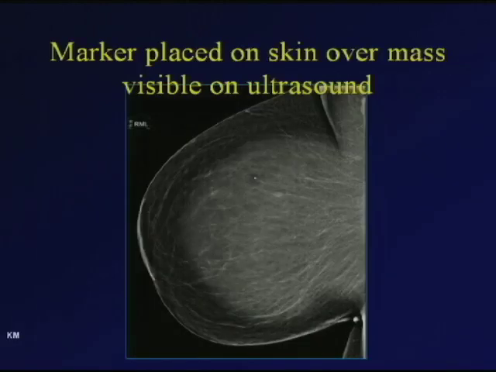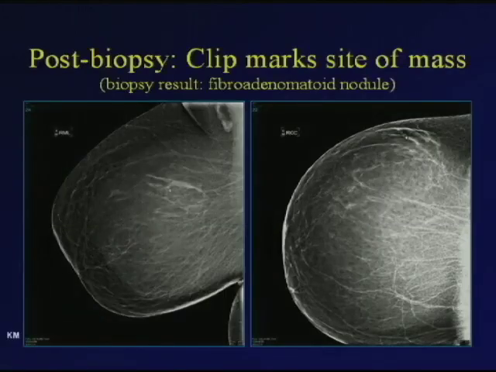So what we did was we placed a BB and redid the mammogram, and it's sort of close to the mass on the mammogram, probably close enough. So the lesion looks somewhat suspicious on ultrasound, so we did an ultrasound-guided core biopsy and then placed a clip. And of course we did our post-biopsy mammogram, and it shows that the clip is indeed in the same location as the mass was. And what we got out of that, by the way, was a fibroadenomatoid nodule, a benign lesion.